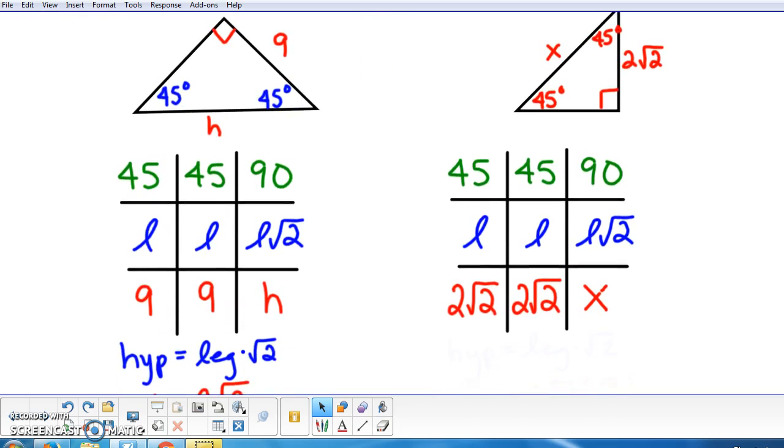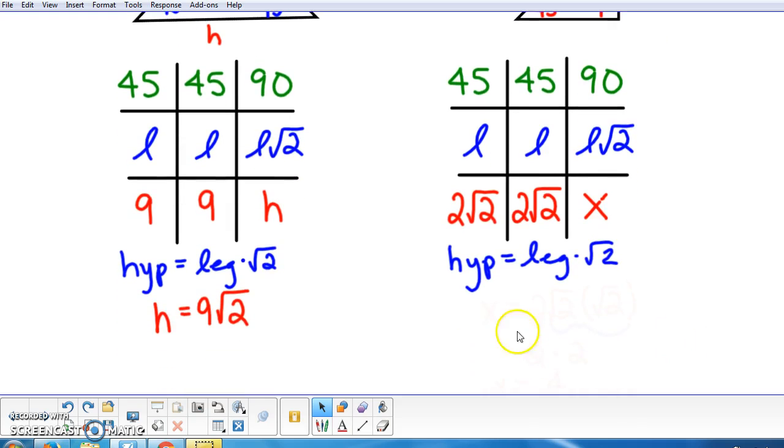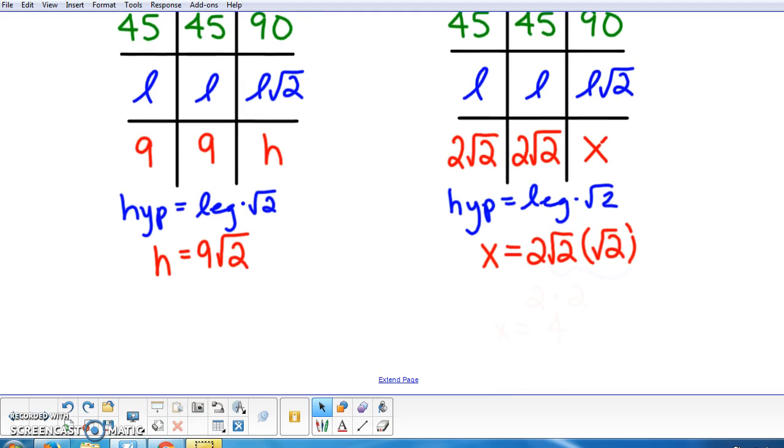Since my formula from my first page was hypotenuse equals the leg times root 2, I'm going to plug in what I know. My hypotenuse is x. I bring down my 2 root 2, which is my leg, and I multiply it by root 2 because the theorem says so. Next, it's just algebra from here on. I'm going to first multiply the root 2 times the root 2 and get the root of 4, which is 2. So I have 2 times 2, which is 4.